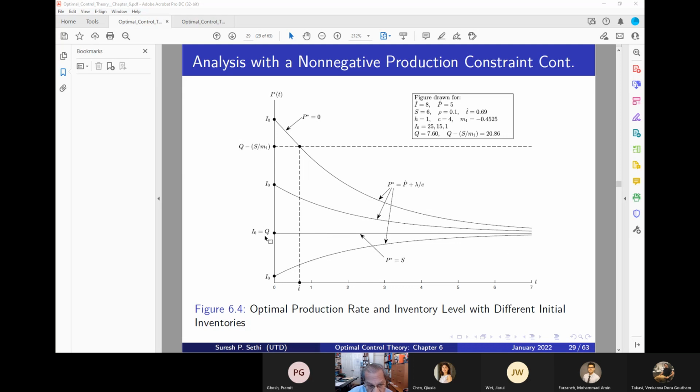If I0 equals Q. But I0 can have three cases. One is I0 less than Q. Well, if I0 is less than Q, I will produce exactly S. And asymptotically, I will approach this turnpike. I will never get there, but asymptotically I approach the turnpike, and this is my optimal solution. But there is no other.